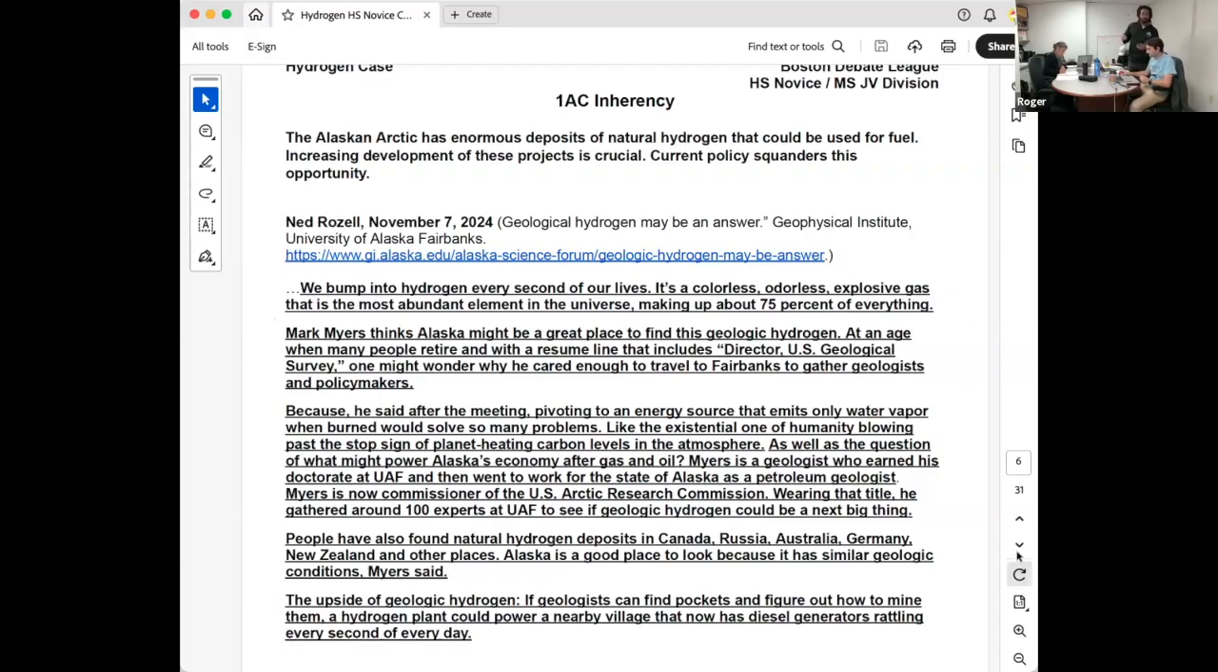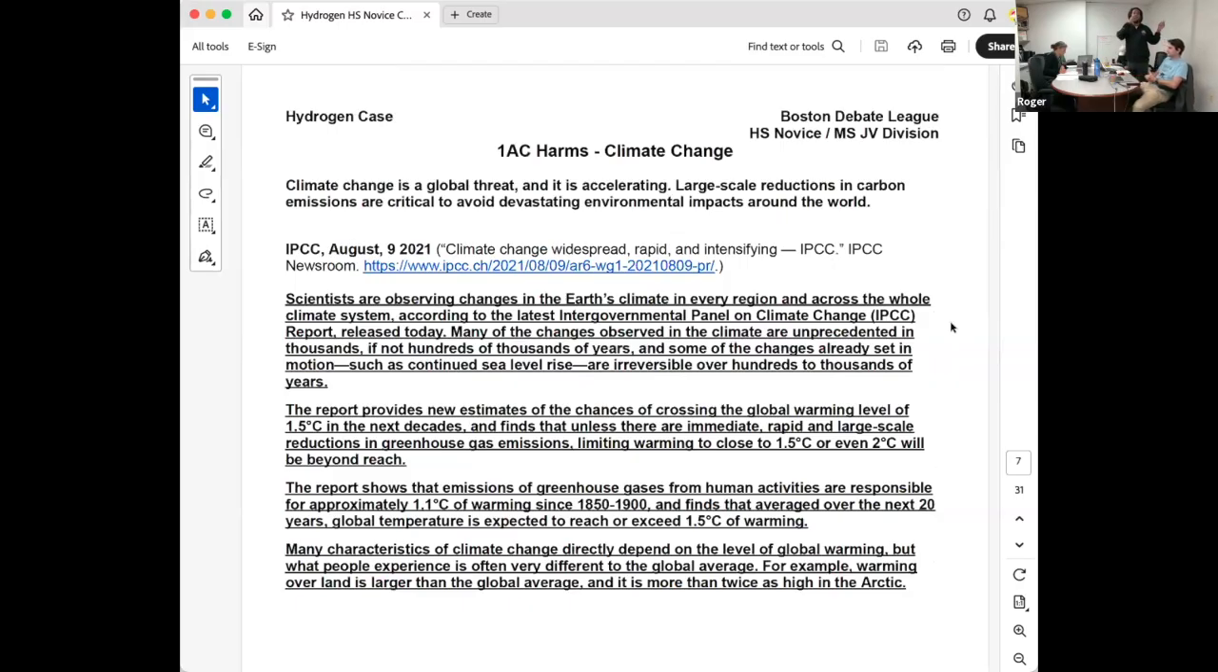Okay. So I'm just setting the stage of why Alaska. I believe that I said this before, but climate change is a huge threat. It's a global threat and it's accelerating.